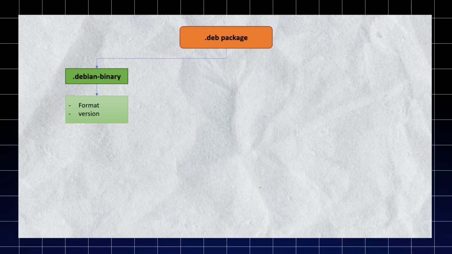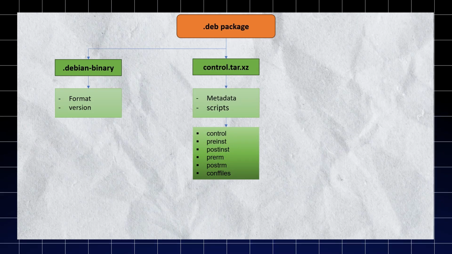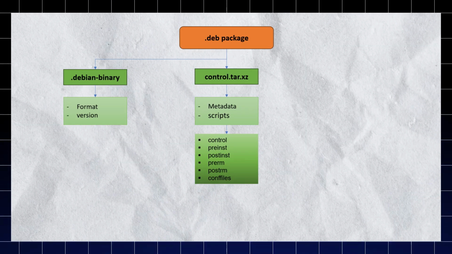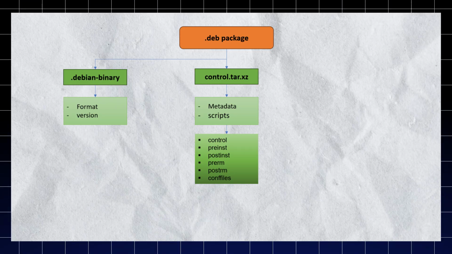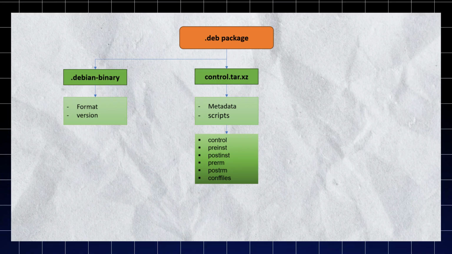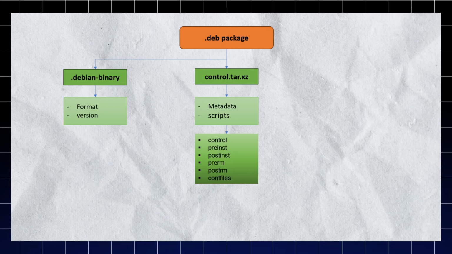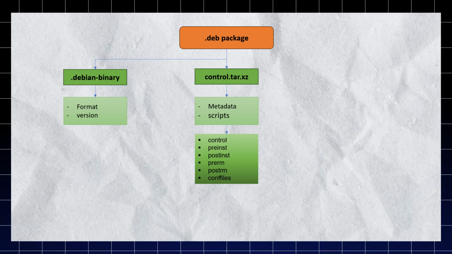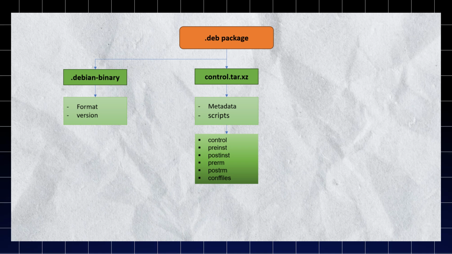Next comes control.tar.xz. Inside this archive, you'll usually find these files. First is the control file. It contains the package name, version, architecture, and most importantly, dependencies. Preinst. The preinst script runs before installation begins. Postinst. The postinst script runs after installation completes.